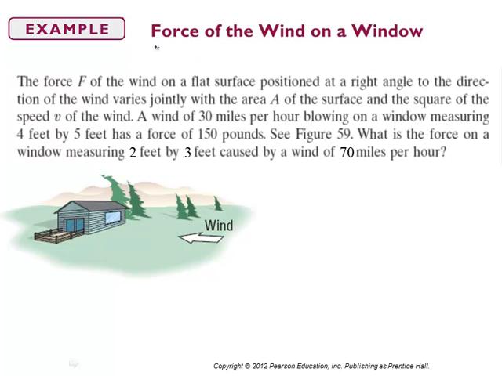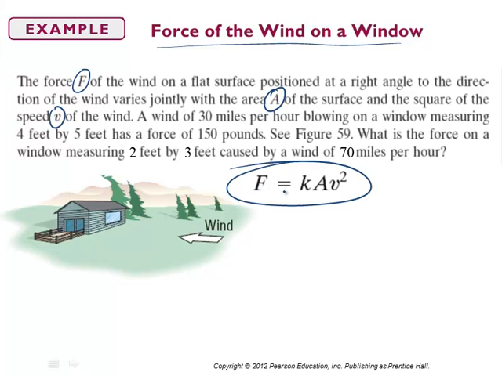Now let's do another example here. Force of the wind on the window. The force capital F of wind on a flat surface positioned at a right angle to the direction of wind varies jointly with the area of the surface and the square of the speed V of the wind. So we've got area A of the surface of the window and the square of the speed V of the wind. Okay, so what is going to be our equation? There's our equation that says that force varies jointly with area and the square of the speed.